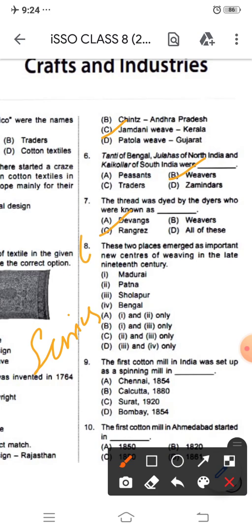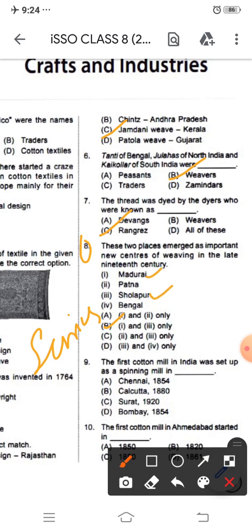Next question is, the following emerged as important new centers of weaving in the late 19th century. Options: Madurai, Patna, Sholapur, Bengal. The correct options I'm going to choose from A, B, C, D. The correct option is B, option 1 and option 3, Madurai and Sholapur.